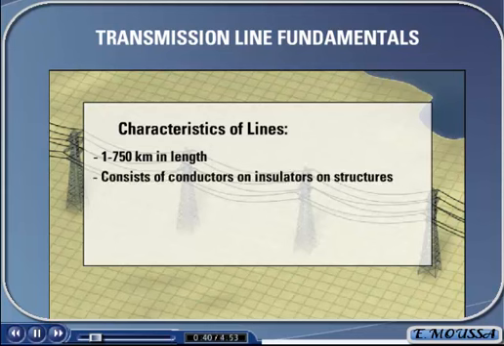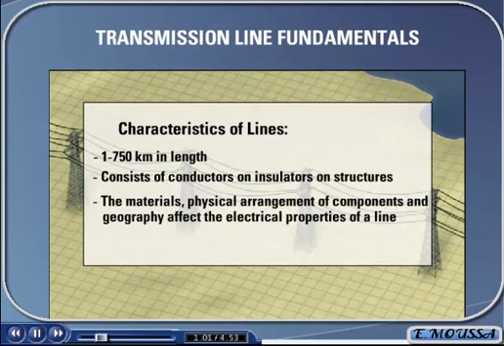Transmission lines consist of conductors that are supported by structures to hold the conductors high above the ground. These conductors are connected to the structure using devices called insulators. These insulators ensure that there is no electrical connection between the conductors and the supporting structure. The structures supporting the conductors can be constructed of wood, metal, or concrete.